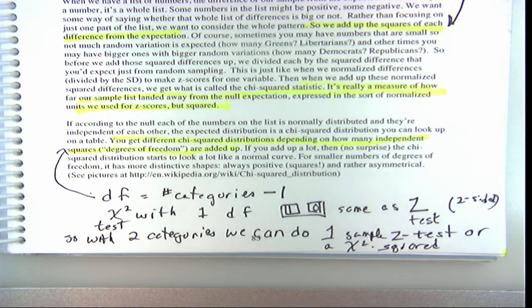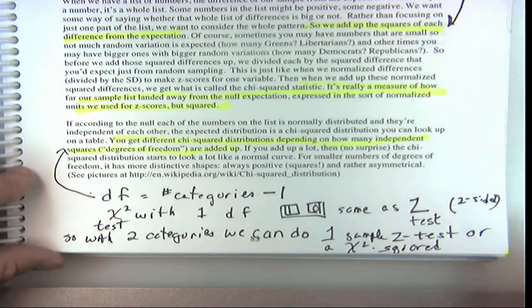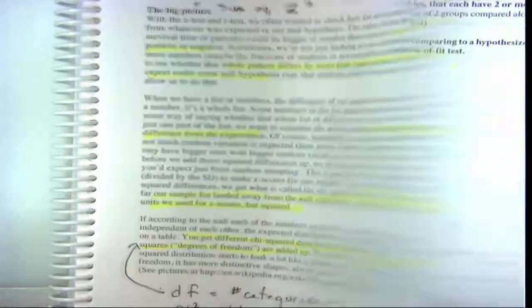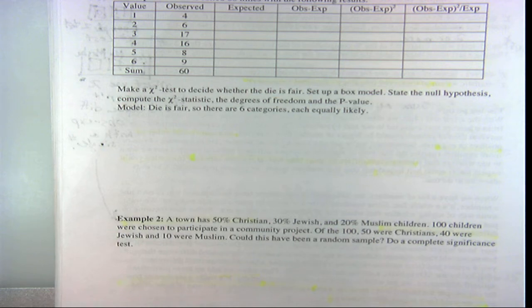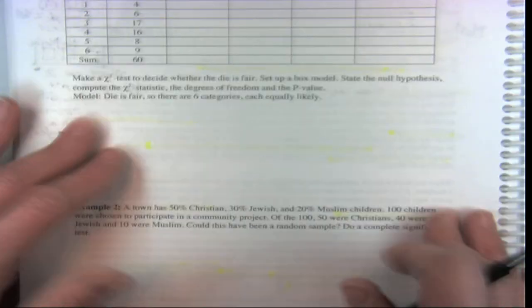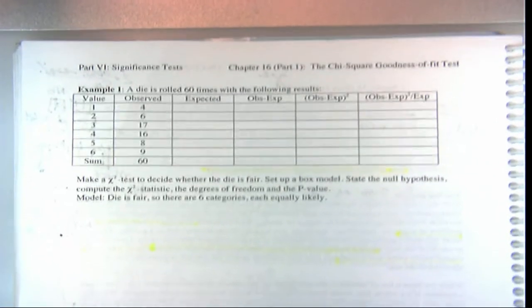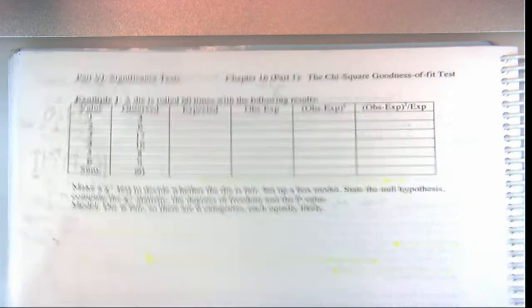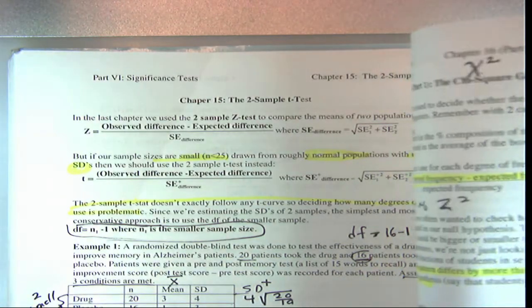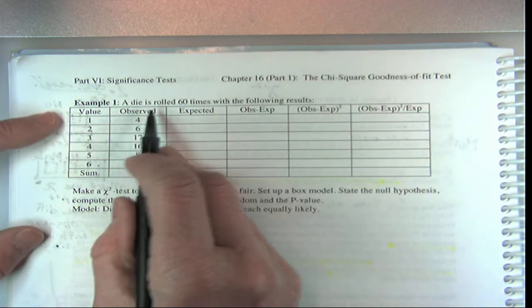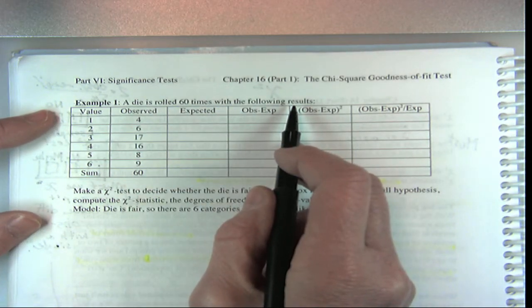Okay, so that's the idea. And now let's just go ahead and do the test, and you'll see what I mean. All right, so now let's just write the observed. A die is rolled 60 times with the following results.